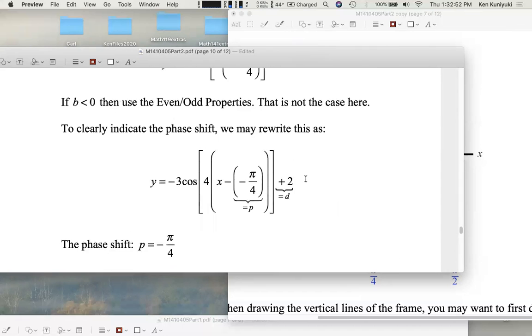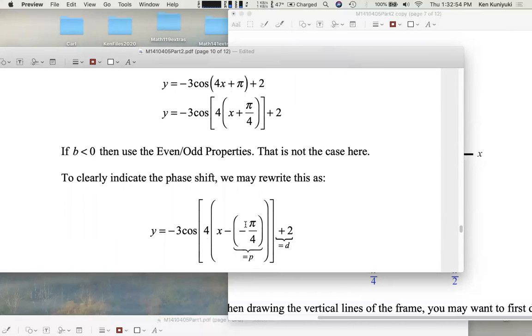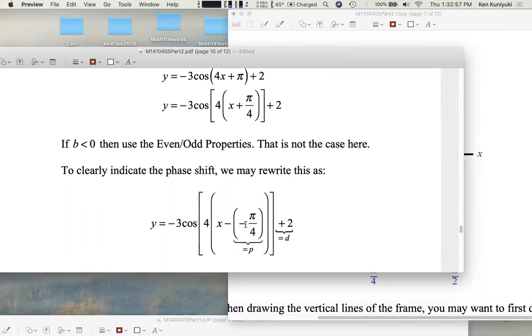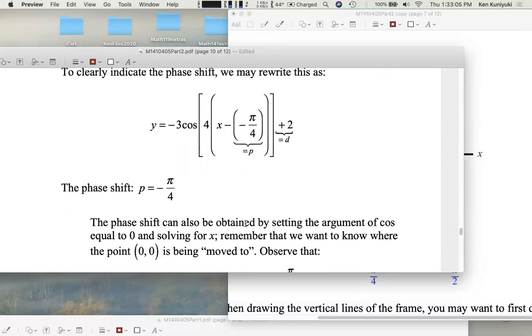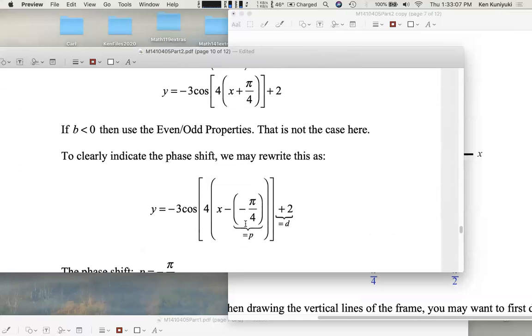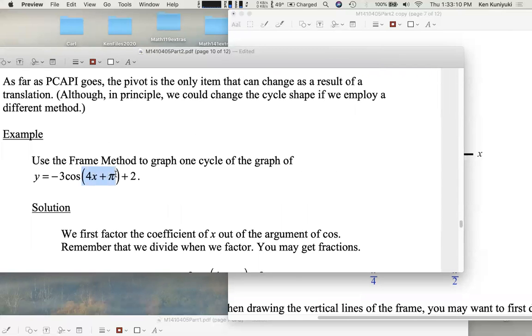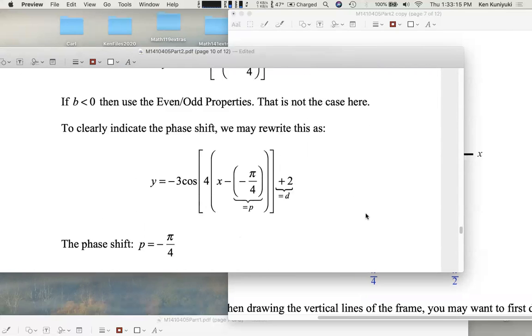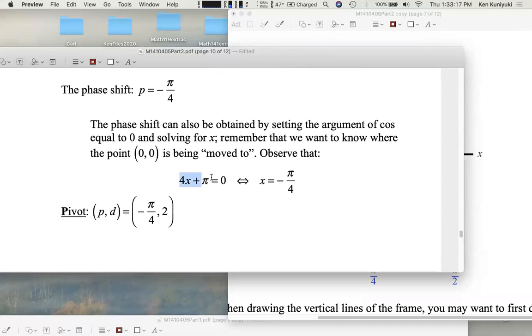Now, if you thought the factoring method was a bit too confusing, as long as B is positive, there's an easier way. If B is negative, you really need to factor something, at least a negative 1 out. But if B is positive, you just set this argument, 4x plus pi, equal to 0 and solve for x. 4x plus pi equals 0. To solve for x, you subtract pi, divide by 4. X is negative pi over 4. That's the same phase shift that we got before.